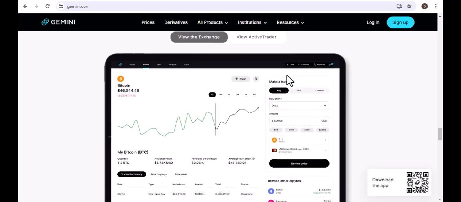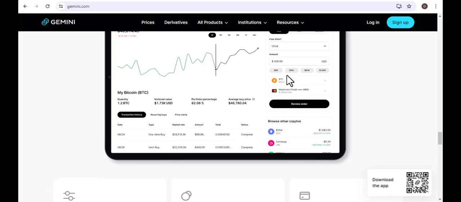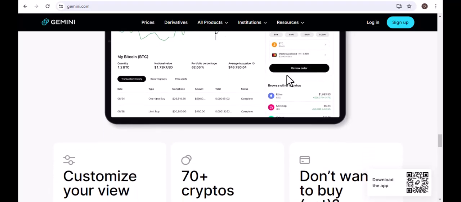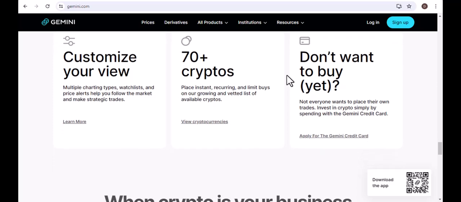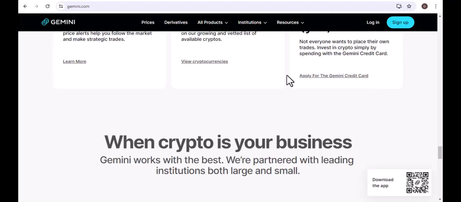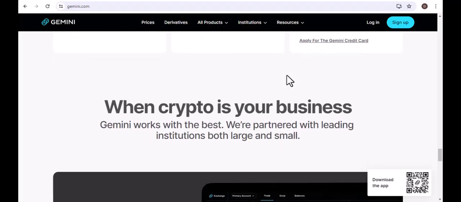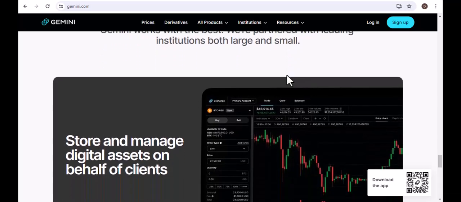Gemini offers a dynamic, volume-tiered maker-taker fee schedule, particularly for users utilizing their active trader interface. This is where the real savings can be found for serious traders. For users interacting with the basic web interface or mobile app, Gemini has a simpler, somewhat higher fee structure that often doesn't explicitly mention maker-taker.